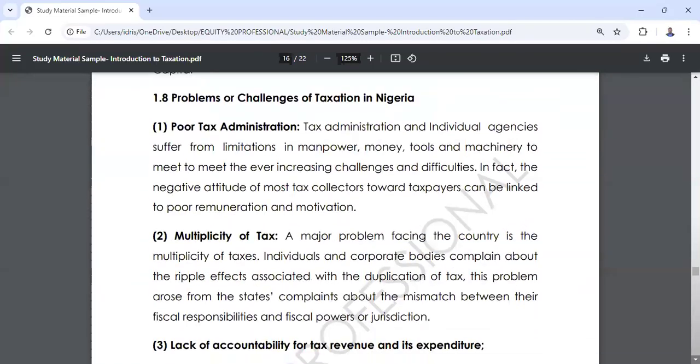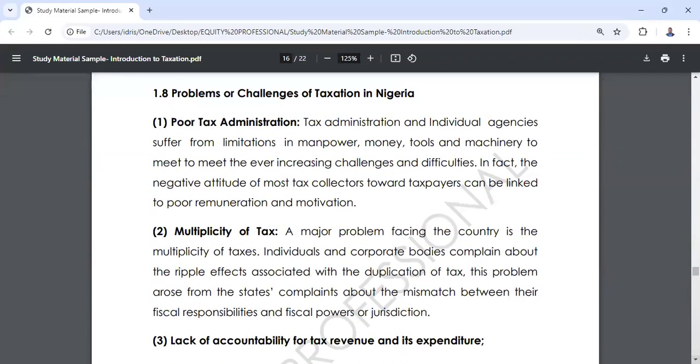Challenges of taxation. What are the challenges that we experience while collecting tax? Number 1 challenge of taxation we have is poor tax administration. The tax authority is not doing its job very well. They don't administer tax efficiently, and it's giving tax a problem. You understand?